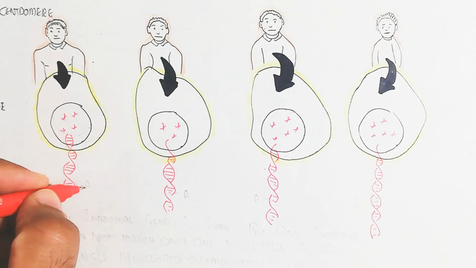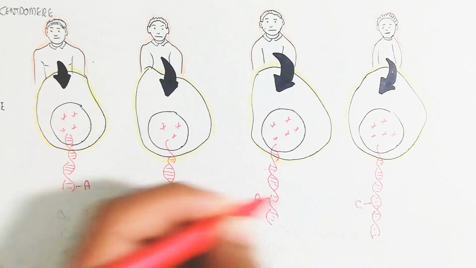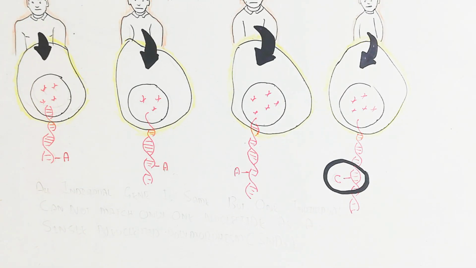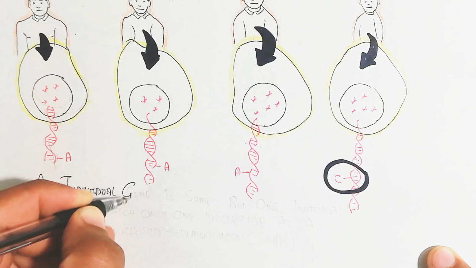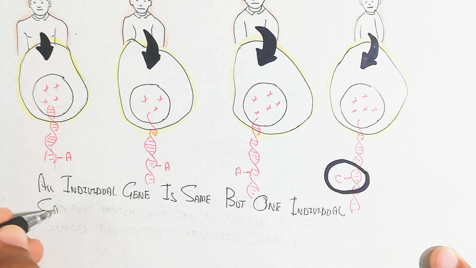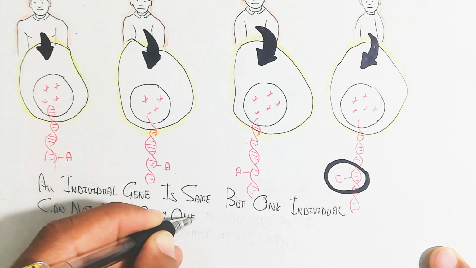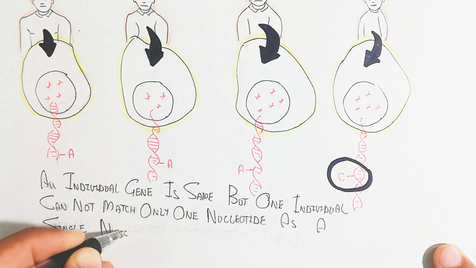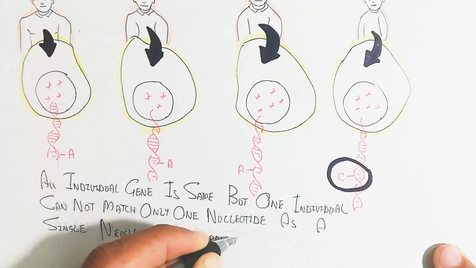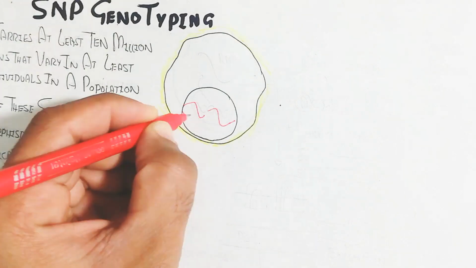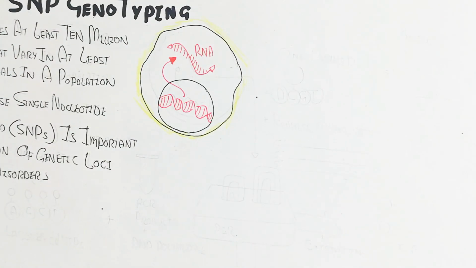So this is a population of humans containing different individuals with different cells. But remember, all individuals have the same gene, but one individual differs in only one nucleotide, as a single nucleotide polymorphism. That is why the appearance will be changed, due to the one nucleotide. One nucleotide change, for example cytosine instead of adenine, will lead the whole polypeptide synthesis, from the messenger RNA through translation into the production of protein, to be different as compared to the others.